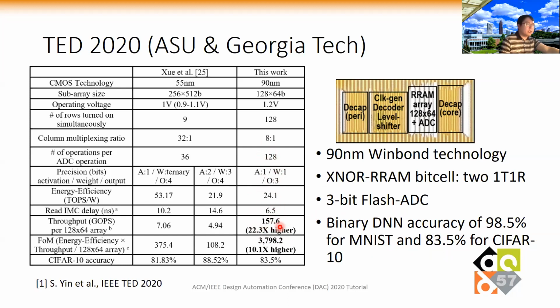So the throughput is much improved compared with the previous work by ISSCC 19. Here we can improve the throughput by 20 times. And if you consider the EDP, that is the throughput multiplied by the energy efficiency, or essentially the energy delay product, then we can be 10 times better.